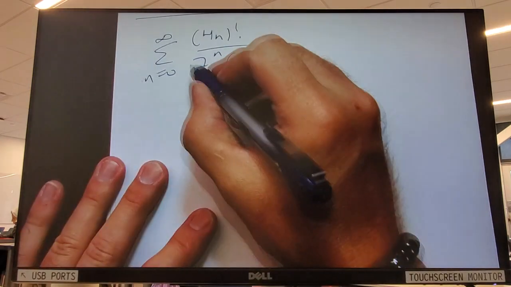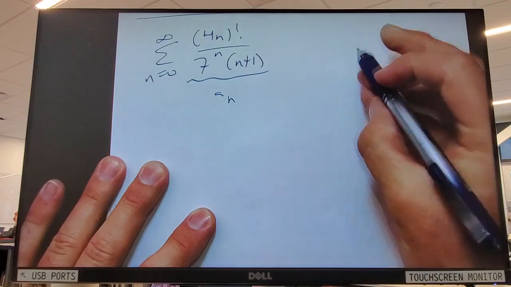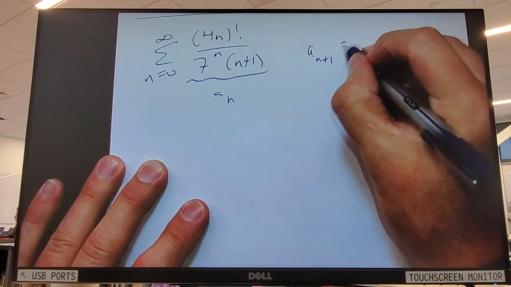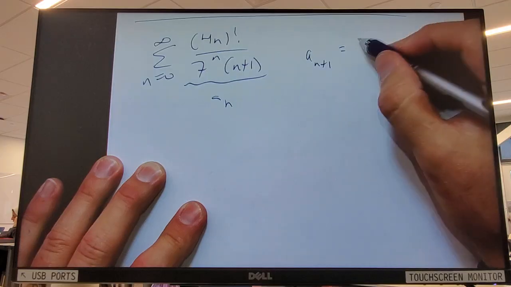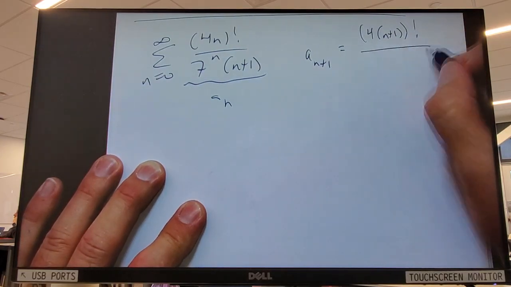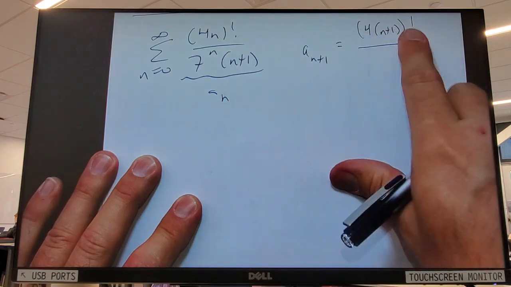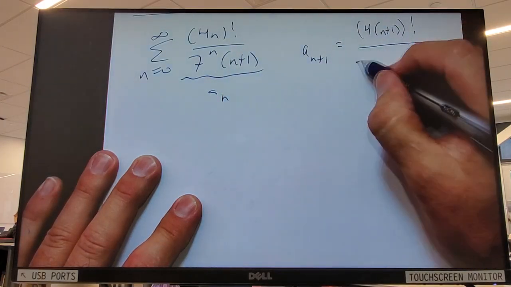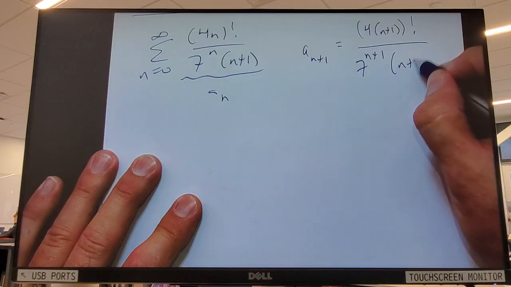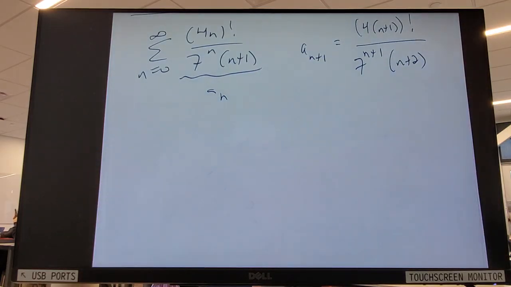So of course, this is what they gave us, and they is me. That's a_n. So what is a_(n+1)? (4n+4) factorial. Yeah, let me do it really all the way out so everybody sees everything. So replace n with n+1, over 7^(n+1) times (n+2). Good. All right. So that's replacing n with n+1. That's the first level skill, right? Just throw an n+1 in.